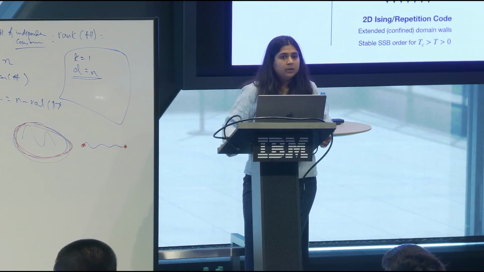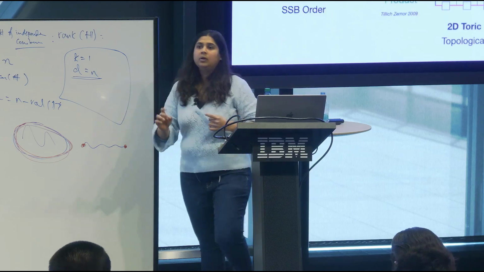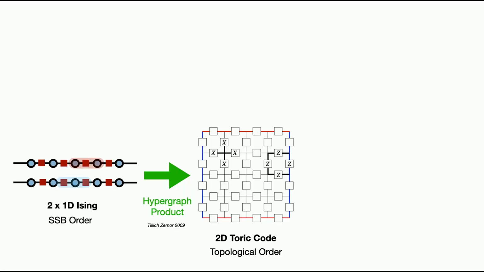Okay, good. So now I'm going to write down a web of connections, okay? So if I take two 1D Ising models with spontaneous symmetry breaking order, and these deconfined domain walls, and I take their hypergraph product, this is a construction in the coding literature, then I get the 2D toric code with topological order.